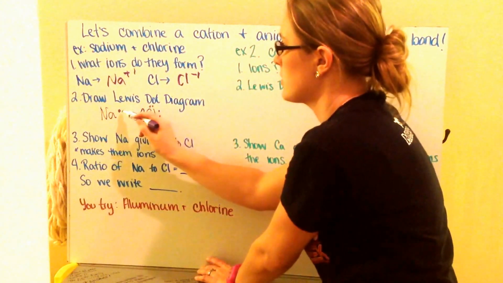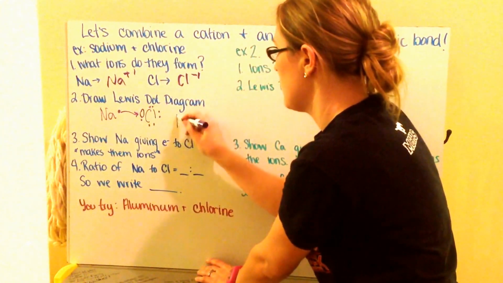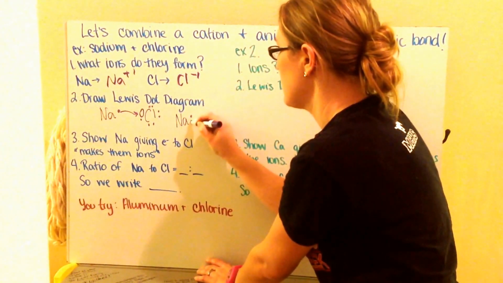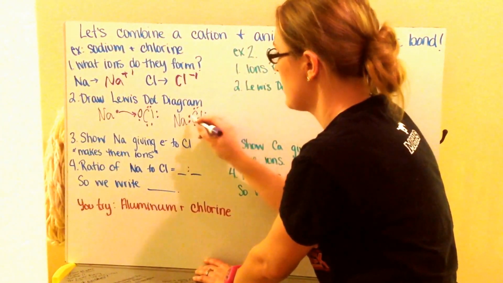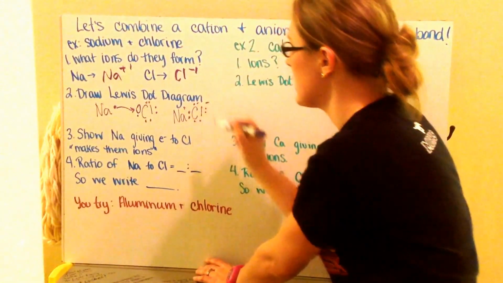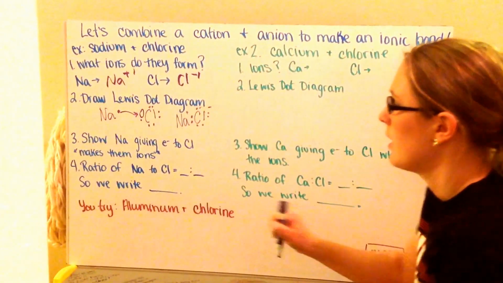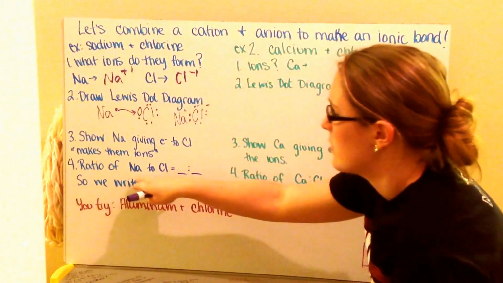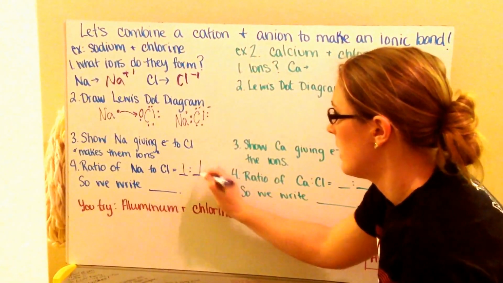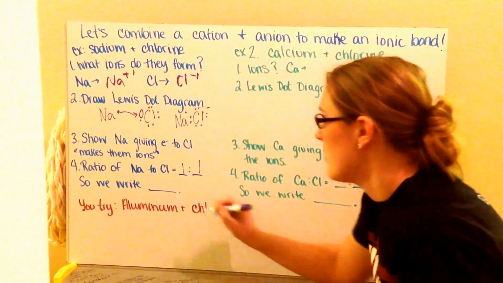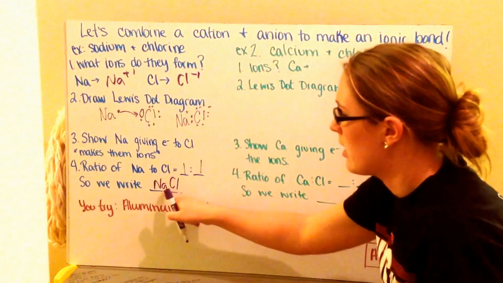Here is the hole, so sodium is going to donate its electron to chlorine. And now sodium has a +1 charge and chlorine has a -1 charge, thus the positive-negative electrostatic interaction between them. Here I notice what my ratio is of sodium ions to chloride ions, and I have a 1-to-1 ratio. So to write my actual chemical compound, I write sodium chloride, NaCl, one of each.